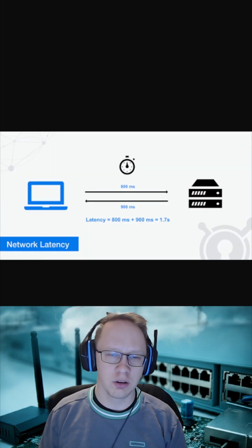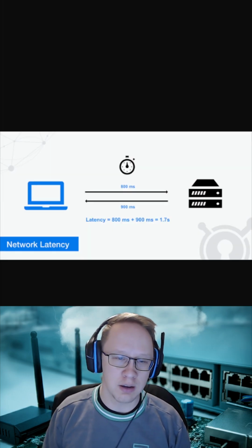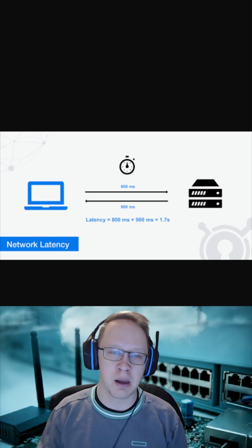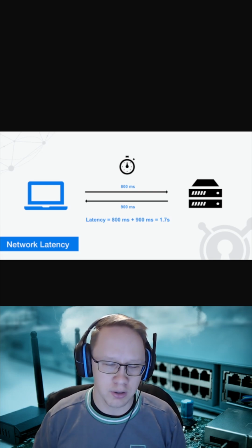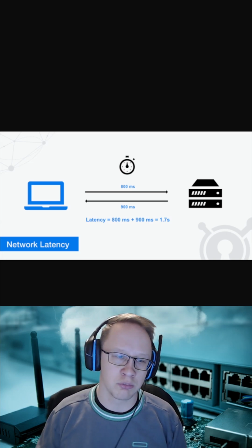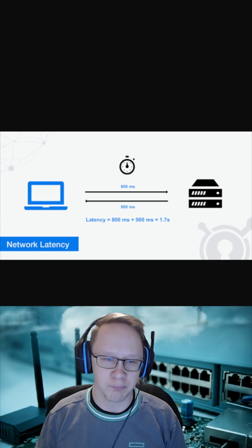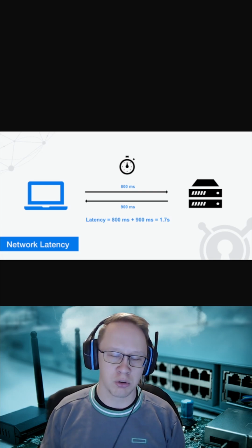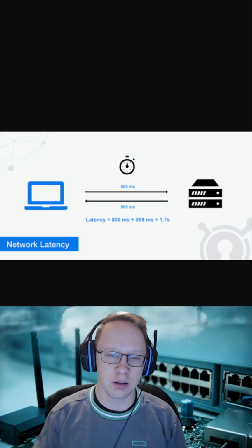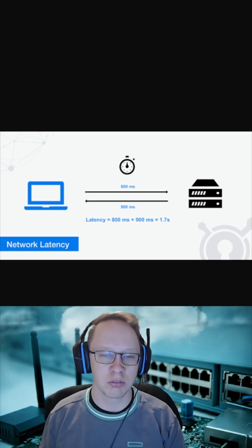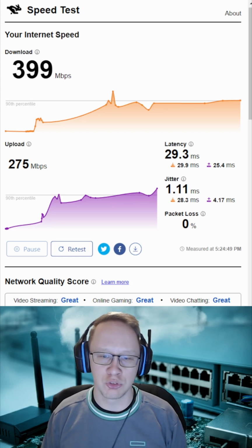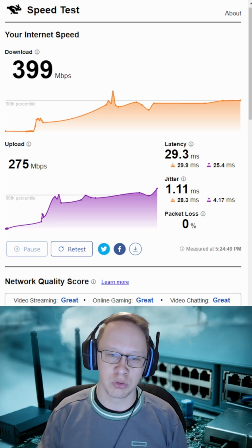First up, latency is essentially the time that it takes from your computer to its destination and back to your device. So if we look at this diagram here, we can see the latency is the 800 milliseconds going from the laptop to the server, plus the 900 milliseconds going back from the server to the laptop, which means the latency is a total of 1.7 seconds, which in the grand scheme of things is really bad. 1 second to get to somewhere and back is really bad.